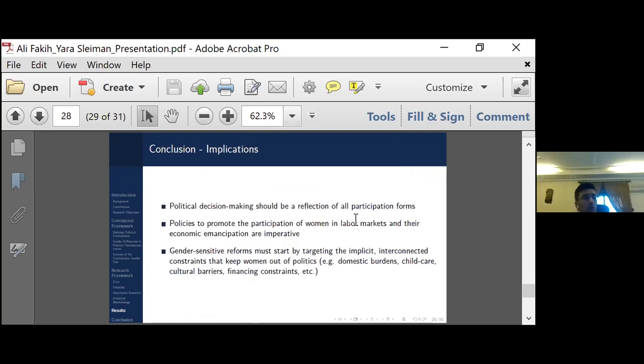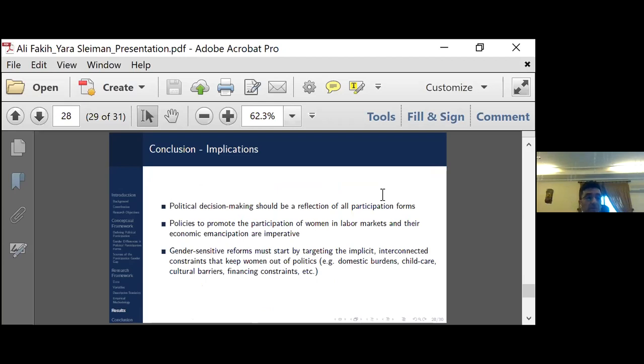To conclude, implications for policymakers, or policy implications. Political decision making should be a reflection of all participation forms, and policies that aim to promote the participation of women in the labor market and their economic participation are imperative. So this is, we hope. But fully engaging women in political participation may be hard at this stage.